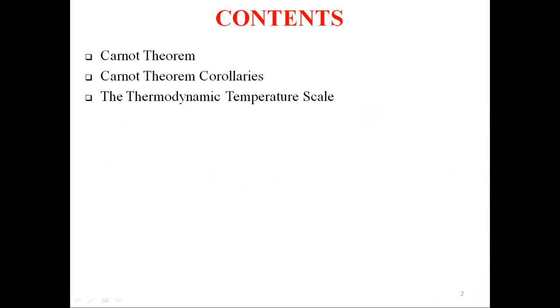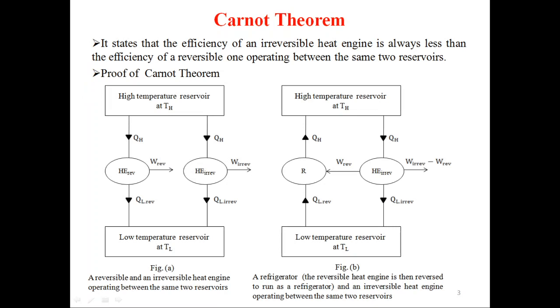Contents are Carnot theorem, corollaries, the thermodynamic temperature scale. First is Carnot theorem. It states that the efficiency of an irreversible heat engine is always less than the efficiency of a reversible one operating between the same two reservoirs.